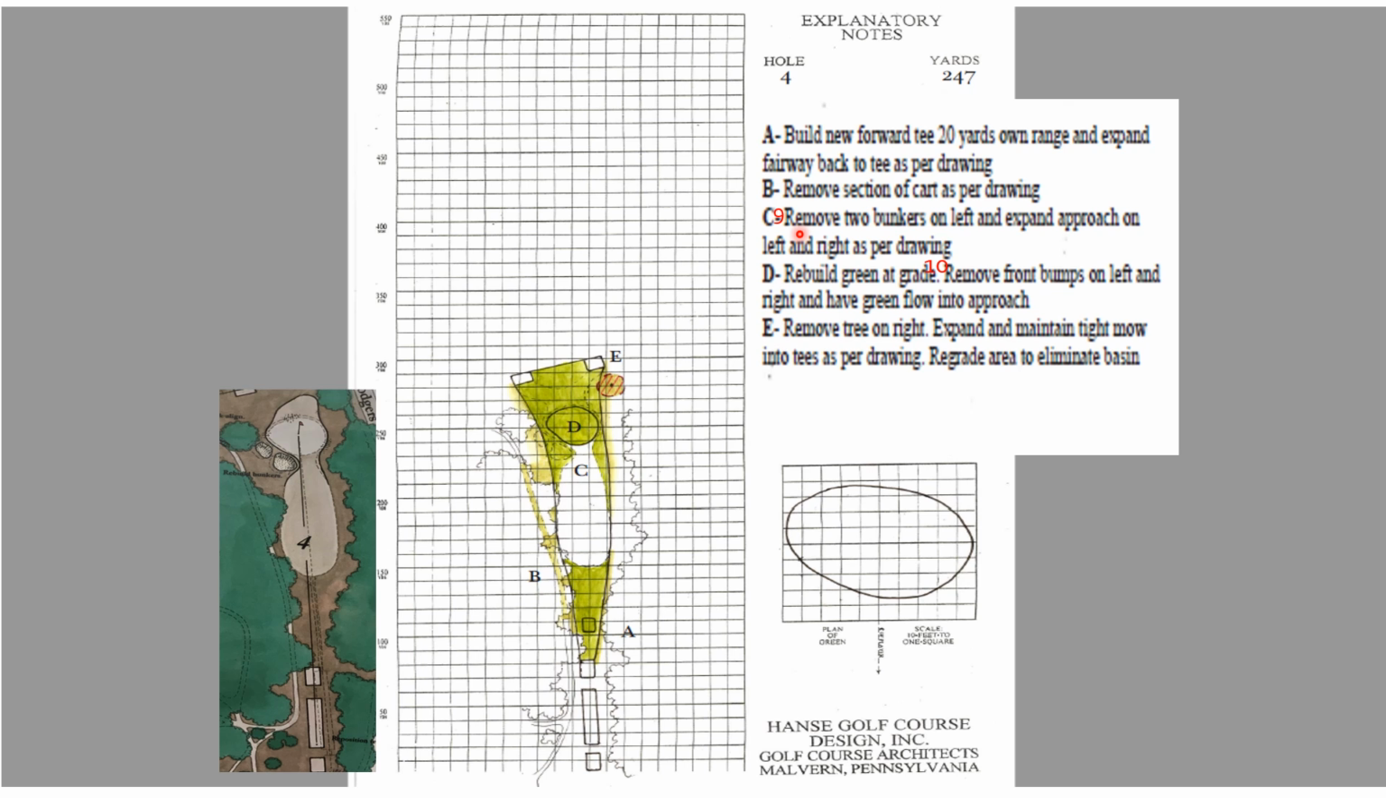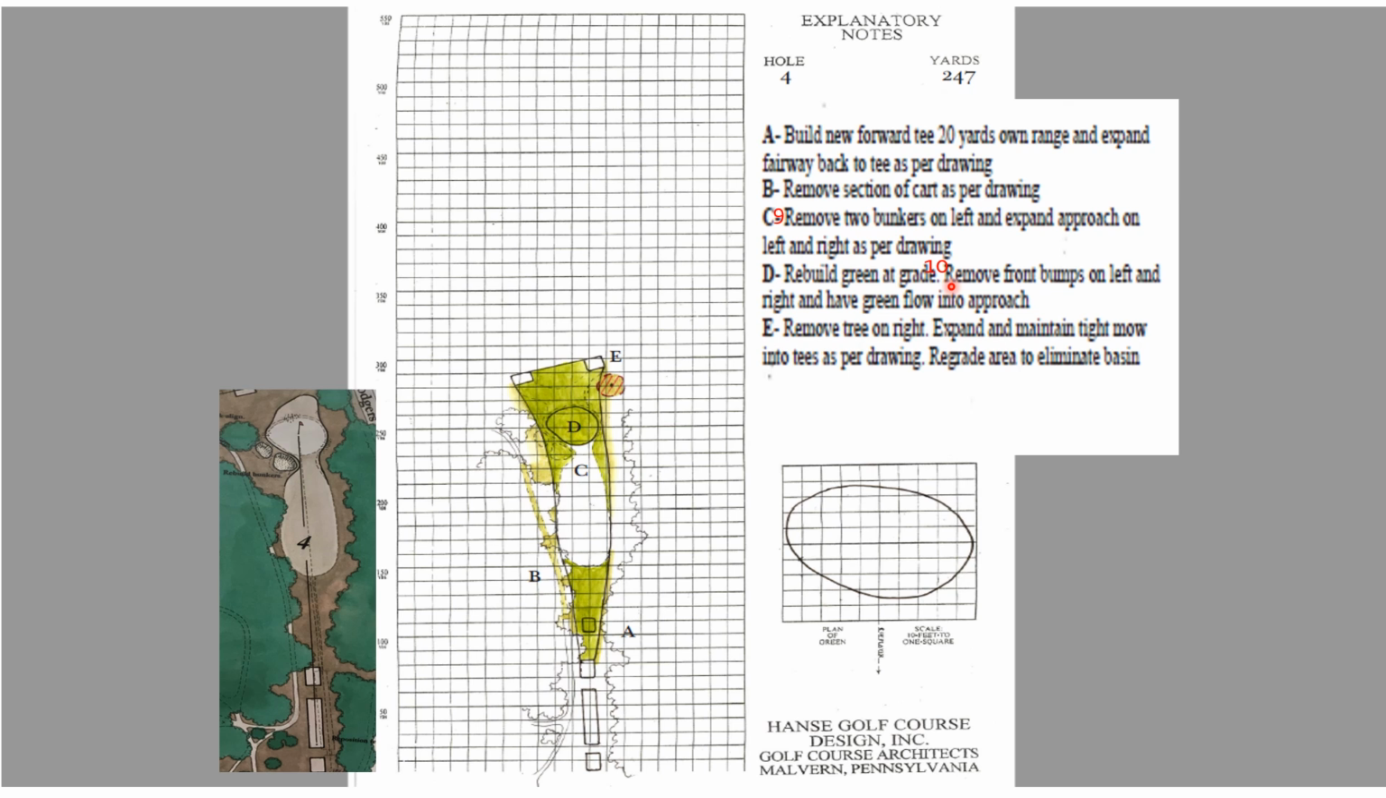Historical reference number 9: remove 2 bunkers on left and expand approach on left as right per drawing, because the number 4 Maxwell green did not have bunkers. I don't know that he hates them there. It's just that they're not original to the old golf course, and we don't need them. The hole's hard enough, and he can grade and integrate the surrounds such that it'll be interesting and challenging without bunkers.